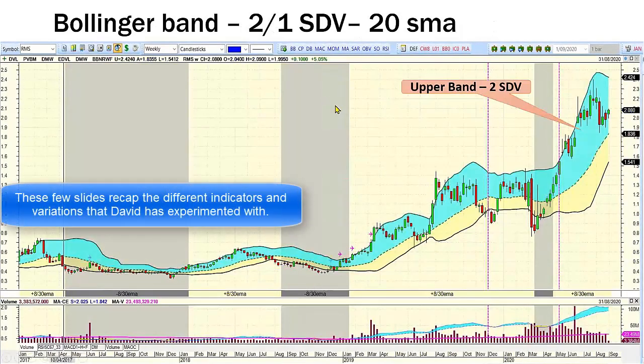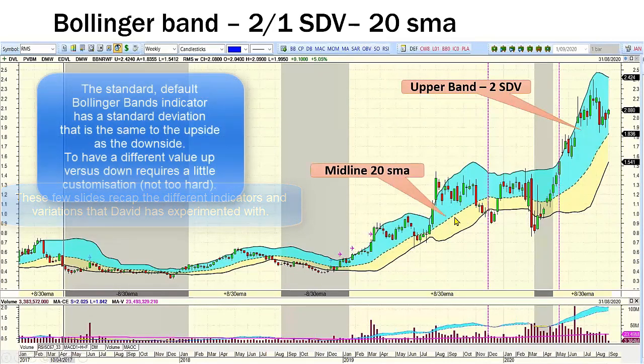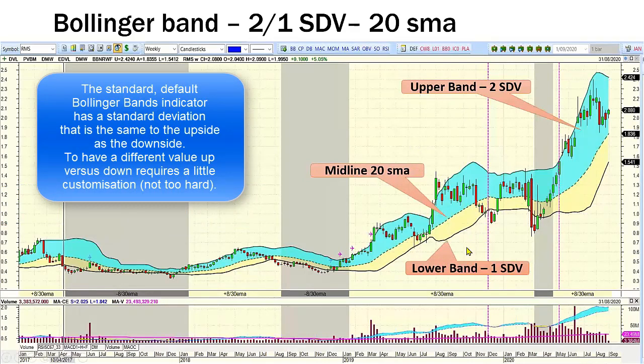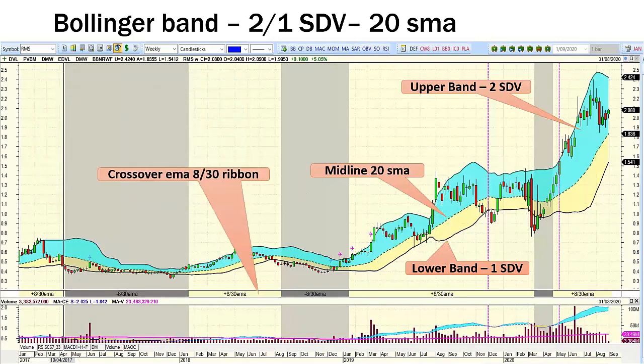Now, Bollinger Bands. Now, this is an upper band of 2 standard deviations. The midline is a 20 simple moving average, and the lower band is 1 standard deviation. I've tried Bollinger Bands, but they just don't work for me. I know a lot of people use them, and that's fine. But for me, anyway, they just don't suit my purpose.